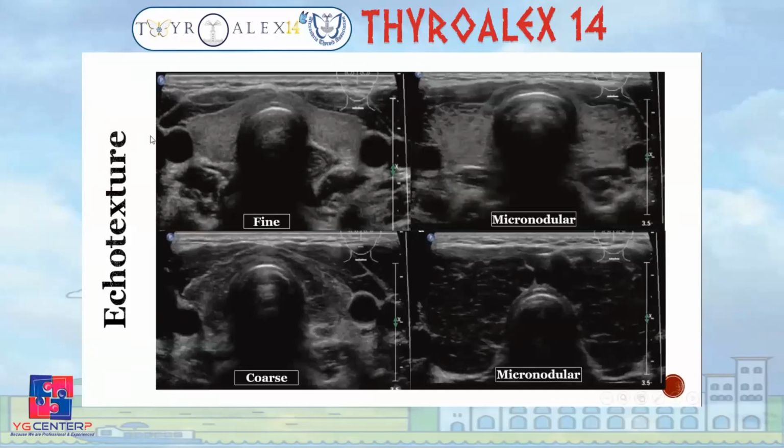Echotexture, as we see here: this is fine, this is micronodular, these are micronodules, and this is coarse. We are seeing here septa, fibrous septa. All these micronodular and coarse patterns are seen in autoimmune thyroiditis.